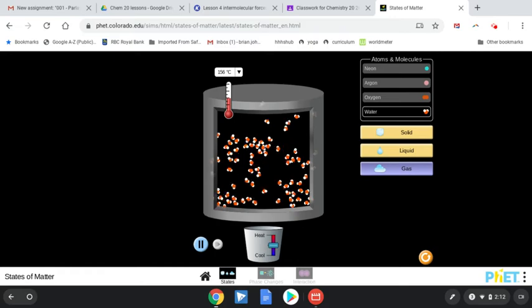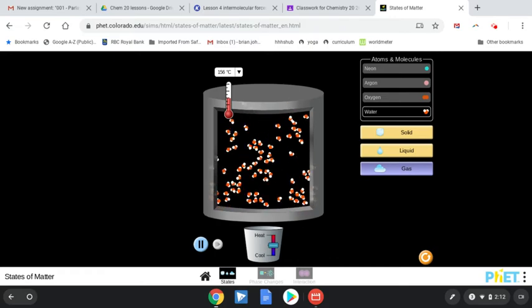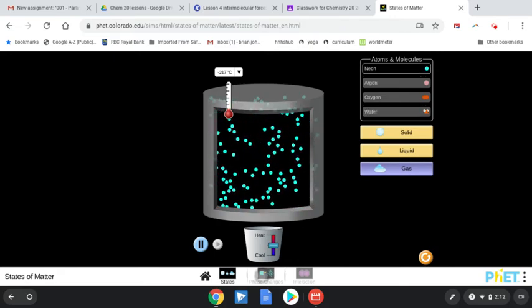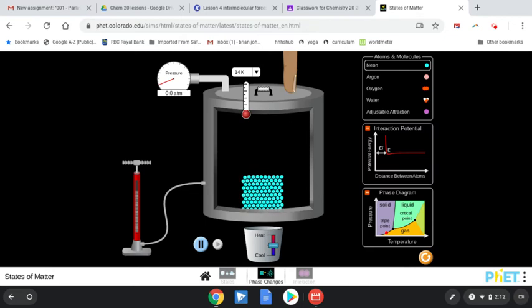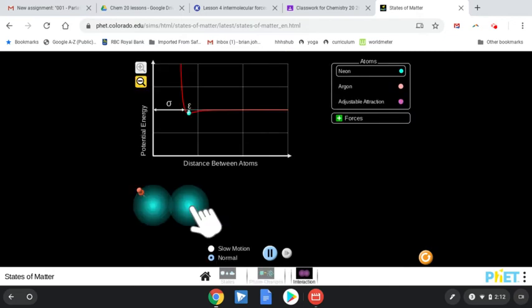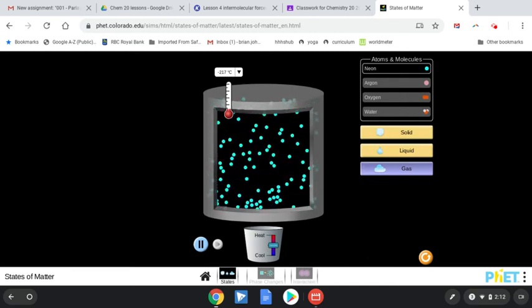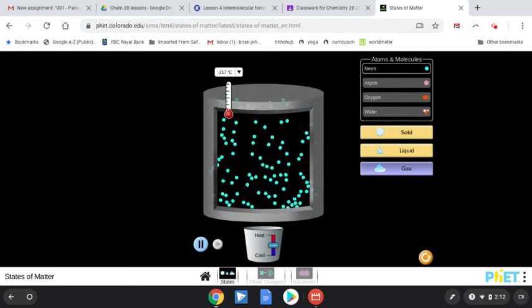So I want you to pull out this PhET simulation later on, play with it, try these. You can go into phase changes. There's all kinds of stuff that you can manipulate if you want. But the key one is really the states of matter and just seeing those intermolecular forces.